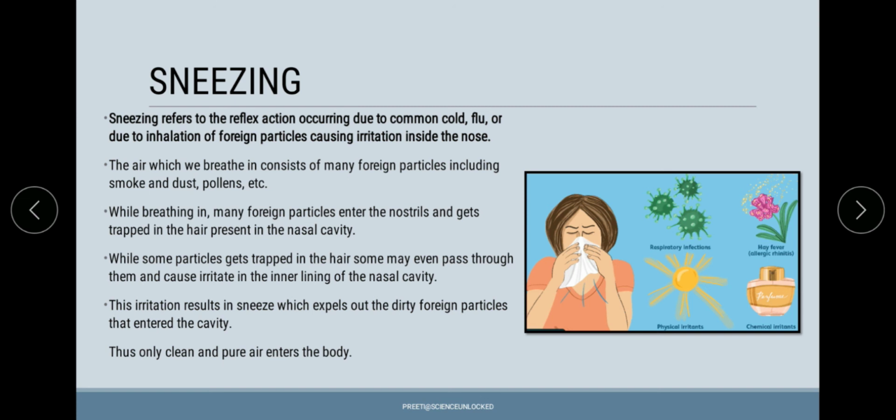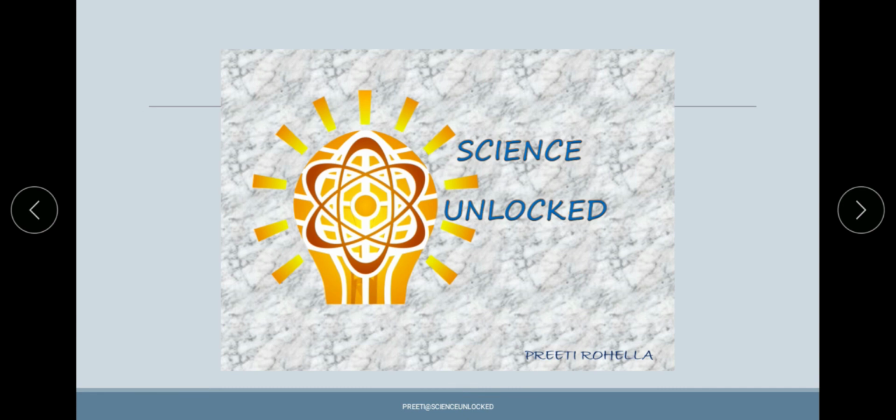So that is all about the concept of breathing, and now you can relate how the air that we take in the process of breathing is ultimately helping the process of respiration. So this is all about this session. The rest we will continue in our next session.